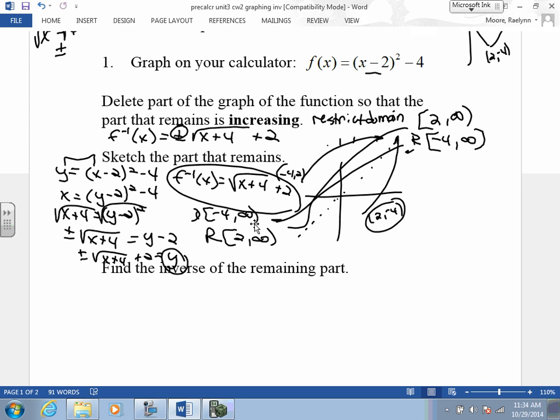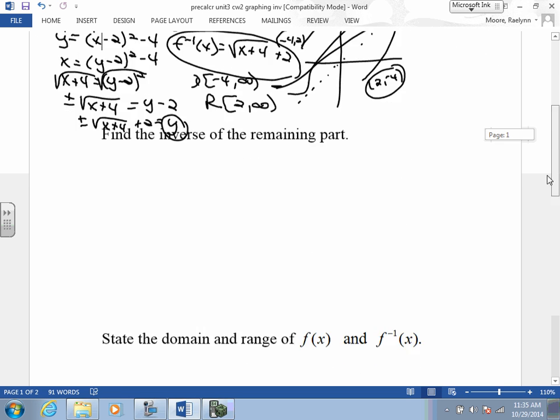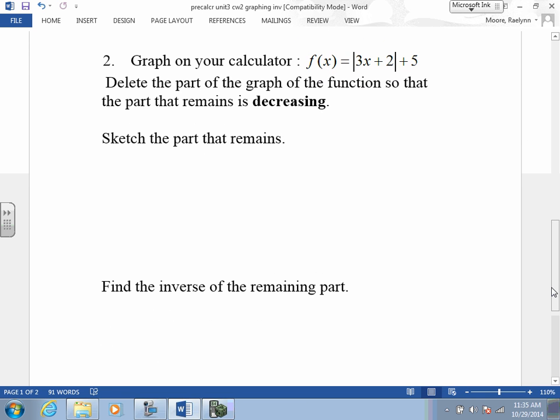Okay, so let's do one where we restrict to the negative side. What kind of graph do you think this is going to be? Absolute value. It's got some transformations in here. That 3 affects your horizontal shift. It's like an A over B type thing. But it's horizontally moving to the left, and then it's moving up, increasing vertically. What quadrant should this end up in? 2.